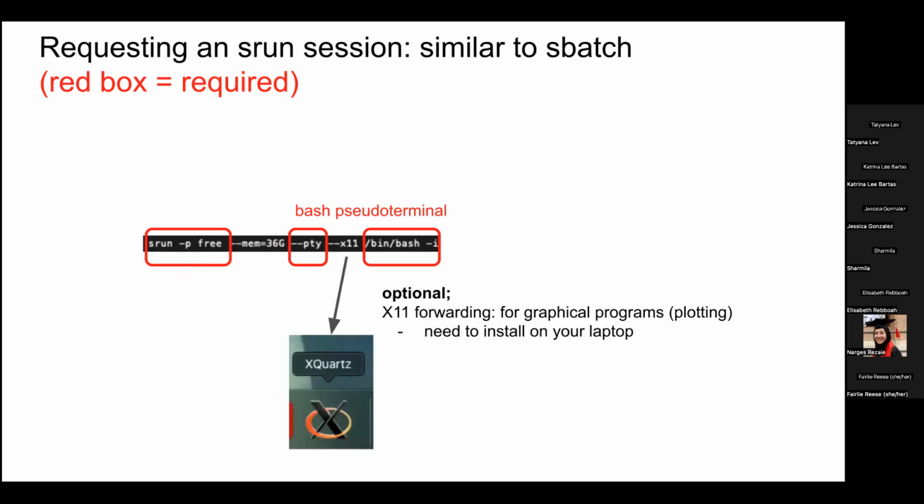Additionally, this is also optional, but if you do a lot of command line work and you want to see plot results, you need to install some kind of X11 forwarding. On a Mac, it's through Xquartz, and I'm showing you here a screenshot of what the icon looks like. You install this on your laptop so that when you're working through the terminal on the HPC through your laptop, Xquartz can help you see the different plots that you're making.